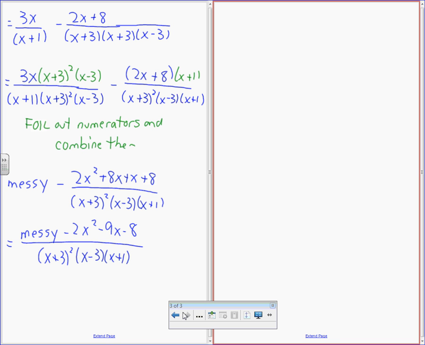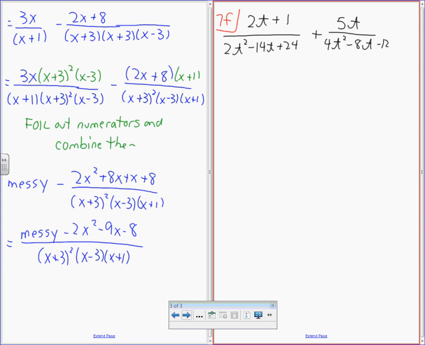Cool, guys. Oh, we need 7F, it says. Oh, I can see the problem already with this. 7F is (2t plus 1) all over (2t squared minus 14t plus 24) plus 5t all over (4t squared minus 8t minus 12). All right.